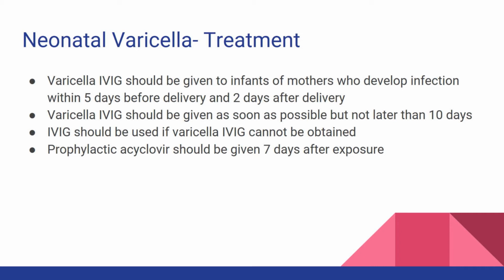Also, varicella IVIG should be given as soon as possible, but not later than 10 days. Importantly, IVIG can be used if varicella IVIG can't be obtained, and then again, prophylactic acyclovir should be given 7 days after exposure. If IVIG is used for the infant, importantly, they should be placed on 28 days of respiratory isolation because they can make it more of a subclinical disease that then can reappear later on and end up basically being transmitted to others.